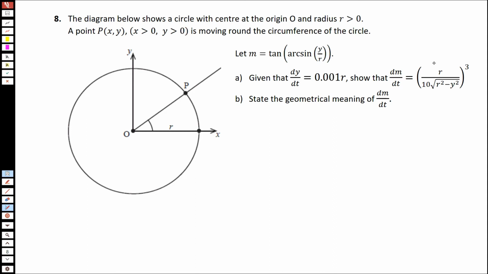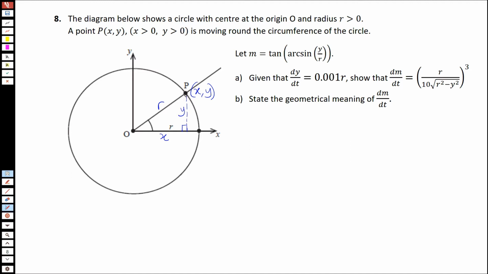In this question, we have this diagram, which is a circle, and we have an arbitrary point P whose coordinates are x, y, and that implies that if we draw a triangle here, this will be y, that will be x, and that will be the radius r. Okay, such that at any point P on the circle, the coordinates will be x, y.